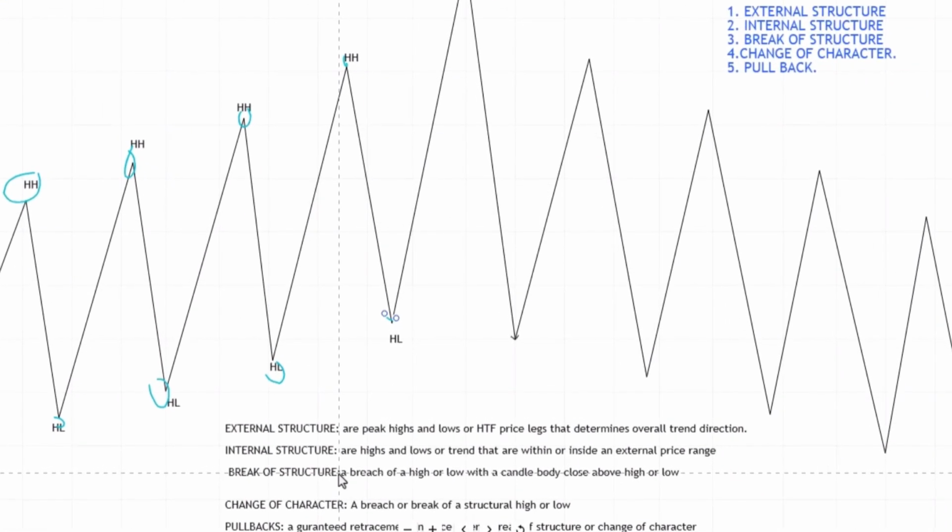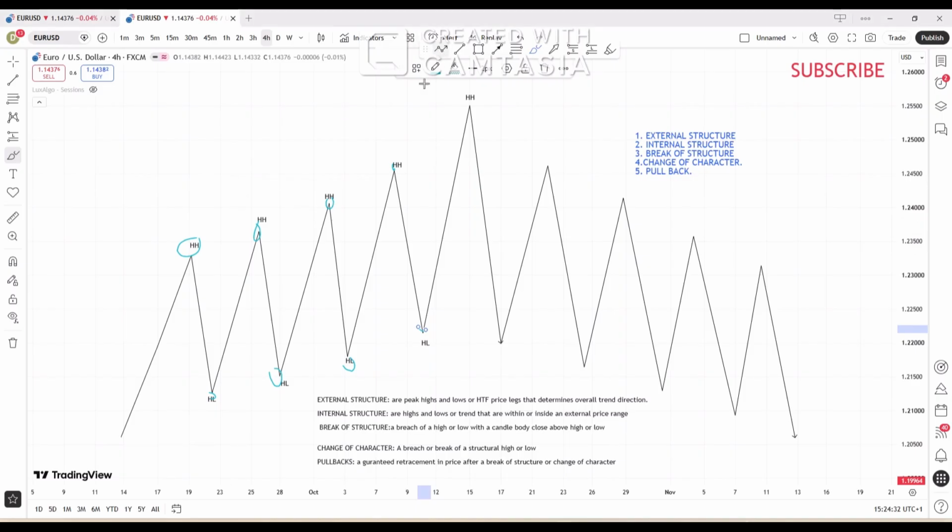Internal structure are highs and lows or trend that are within or inside an external price range. So this is talking about trends that are within, inside an external price range. In every high and low on the higher time frame, like the higher time frame external structure, the trend inside or in between them are your internal structure. That's where you see something like the peak high and the peak low, which is your external structure, and you will see some sort of highs and lows in between them or inside them.